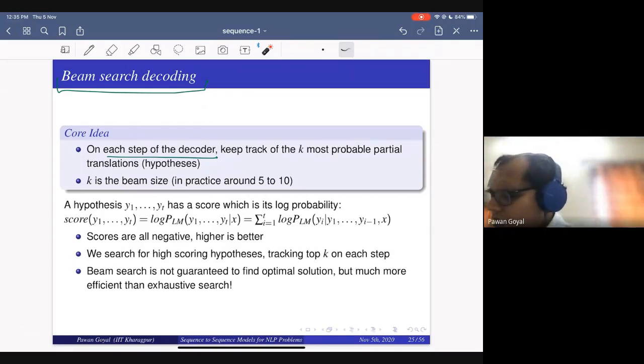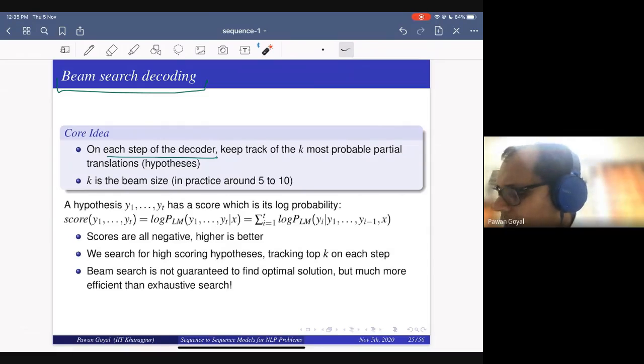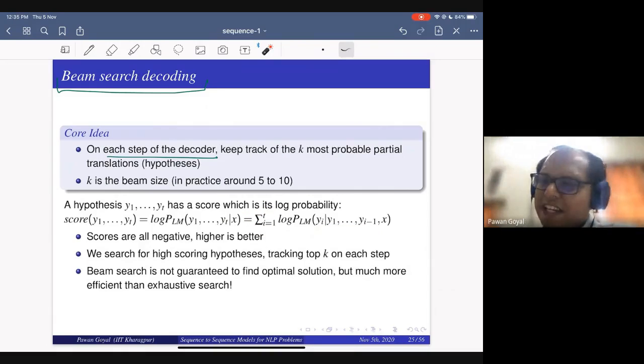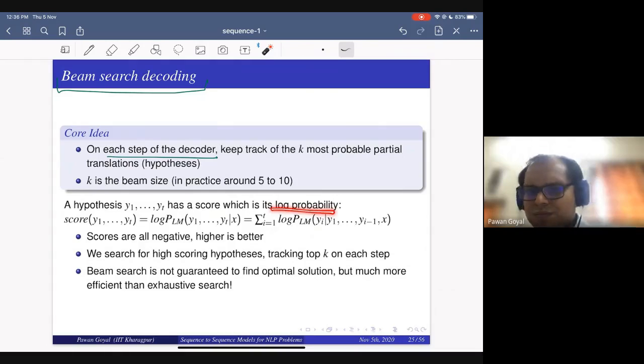So what you are taking care of at every point is the probability of generating yi given the previous things up to this sequence t. Because probabilities are multiplied, the log probabilities are added. So you just take the log probability of whatever has been generated up to time step t. That is your log likelihood. They are all negative because when you take the log of probabilities, this becomes a negative value. So they are negative values, and higher is better.